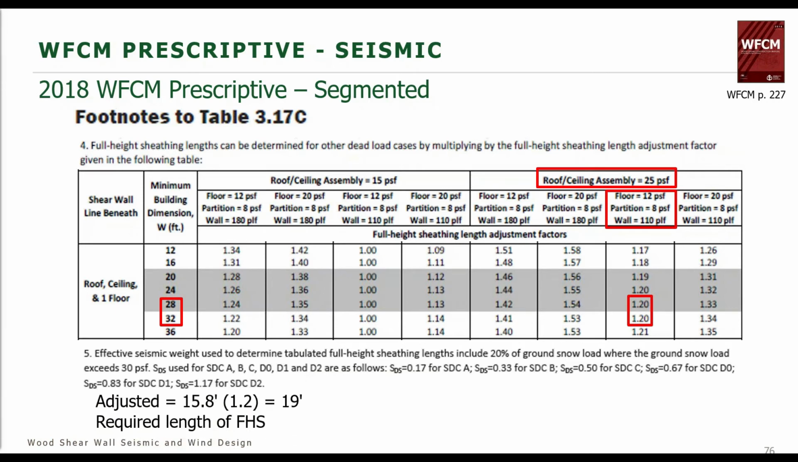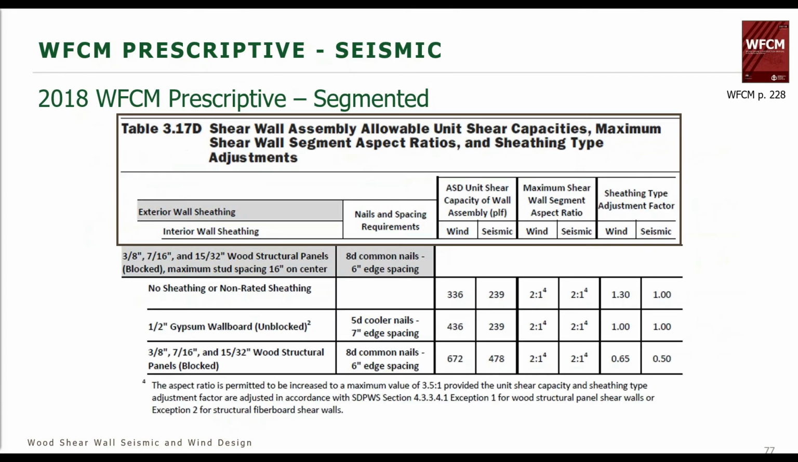By the way, the section related to the snow load requirement is in the IBC footnote 5, section 1605.3.1. That's where it talks about increasing your load if you're greater than 30 pounds per square foot snow load. Okay, so we adjusted our 15.8 by 20% and we get 19 feet. That's our required length of full height shear wall.